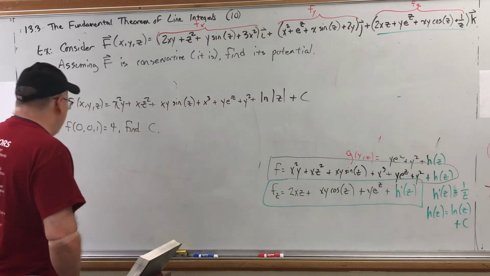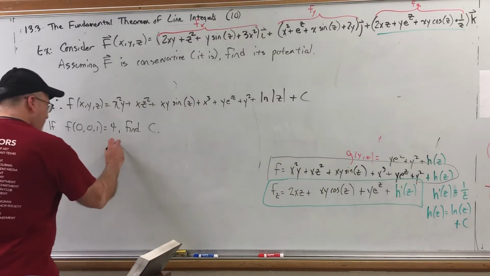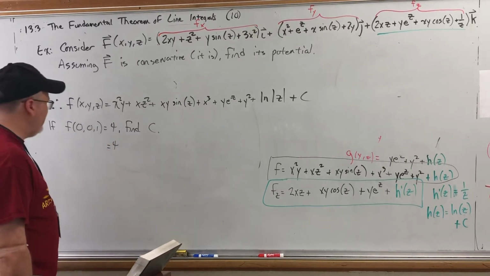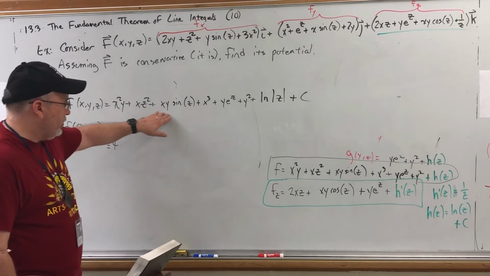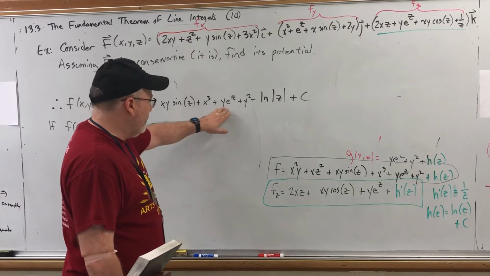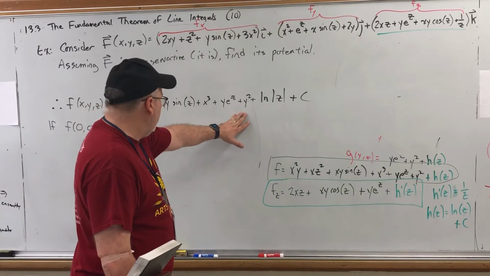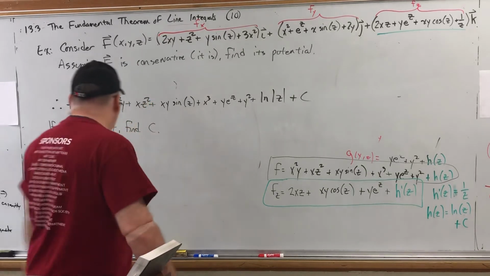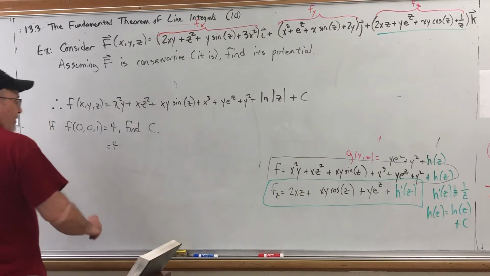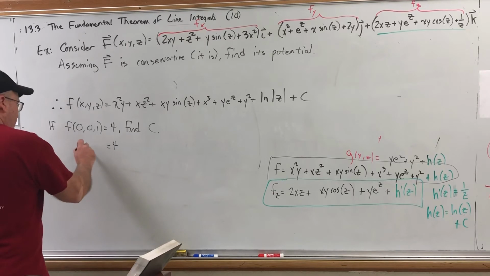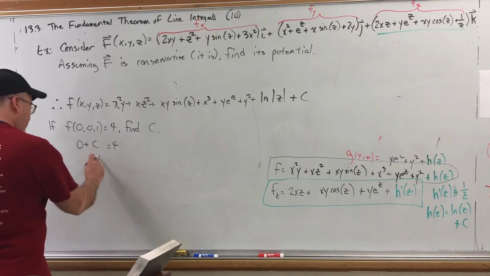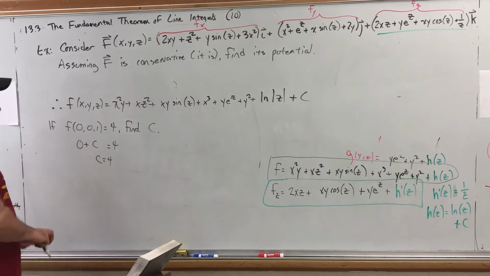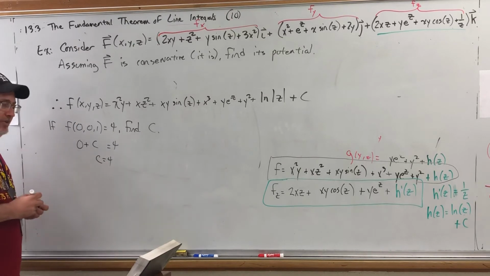So let's see what disappears. Everything is 0 except the z's. So you're gone, you're gone, you're gone, and you're the natural log of 1, which is 0. So we get 0 plus c is equal to 4, and our constant is 4. Or whatever the initial values are, the initial condition is.